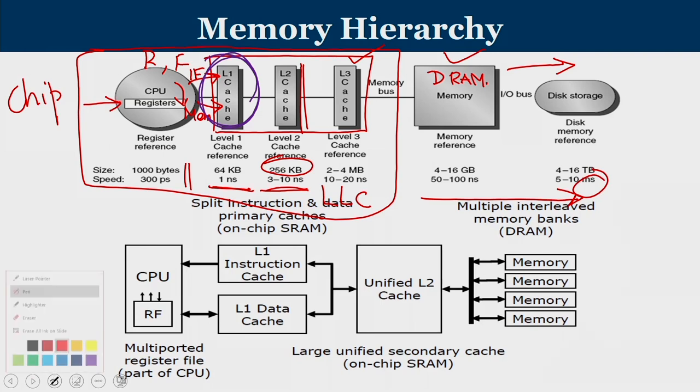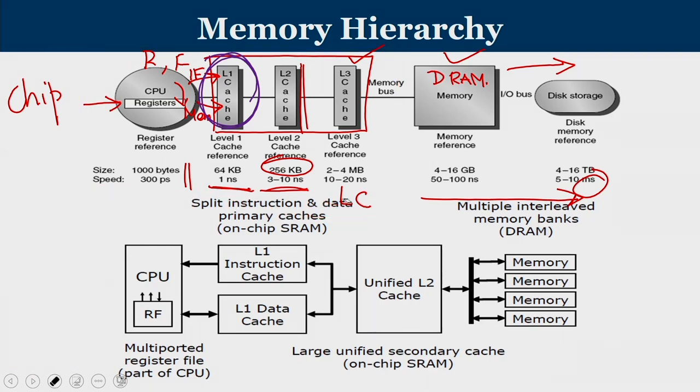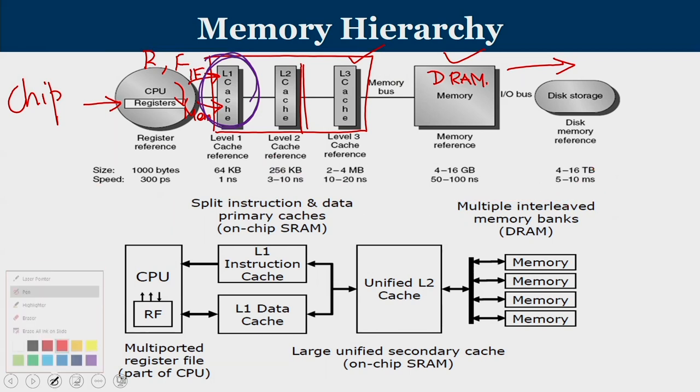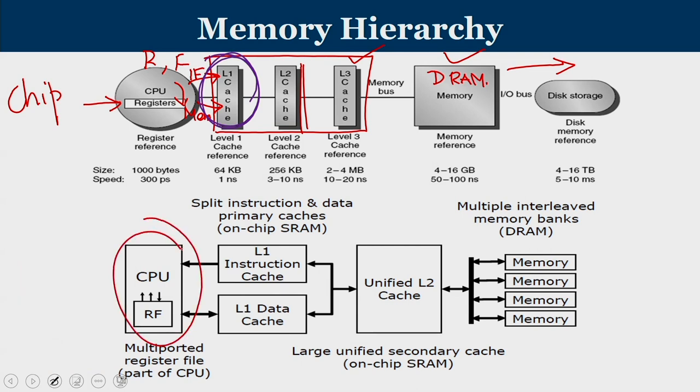Looking at a different perspective of how this whole memory hierarchy looks like, I wanted to draw your attention to this. This is your CPU, which has registers through which I can read and write. The registers have read and write ports. Then you have separate I and D cache, which is your L1 cache, and then you have L2 cache, that is a unified cache, and then we have different chunks of main memory. Together we call it the main memory unit.